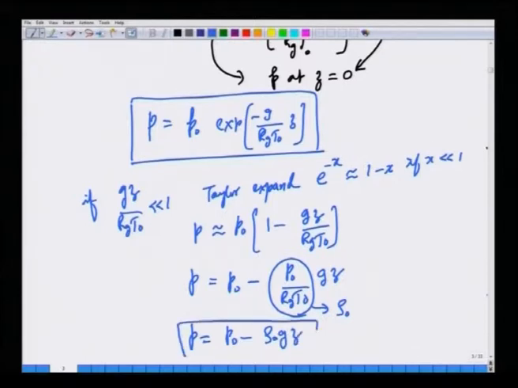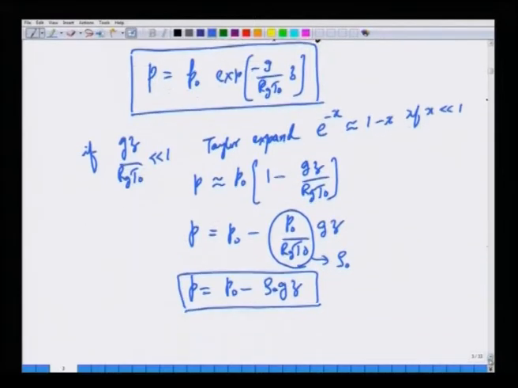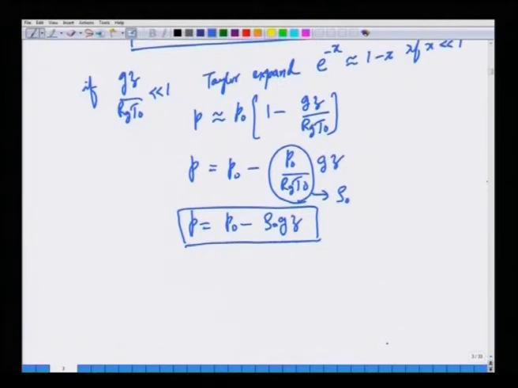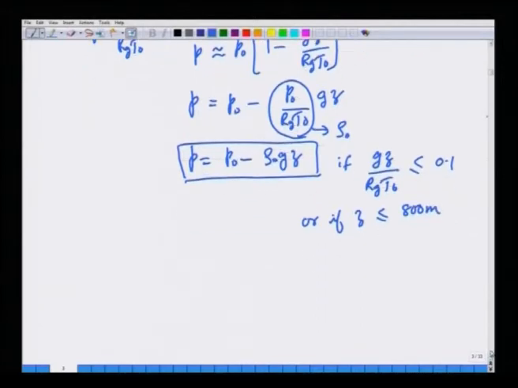So, this is similar to the incompressible equation that we derived by treating density to be constant. So, this linear variation is a simplification of this exponential variation of pressure, and it is valid if g z by R g T naught is less than 0.1, or if z is less than 800 meters. We can treat the pressure variation even in air, which is in general a compressible system, to be a linear variation.